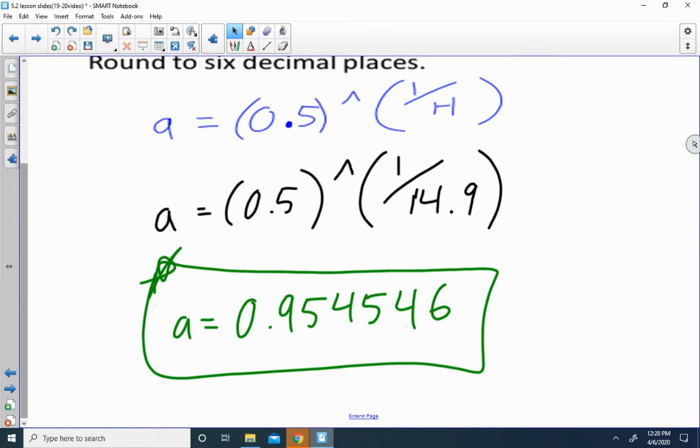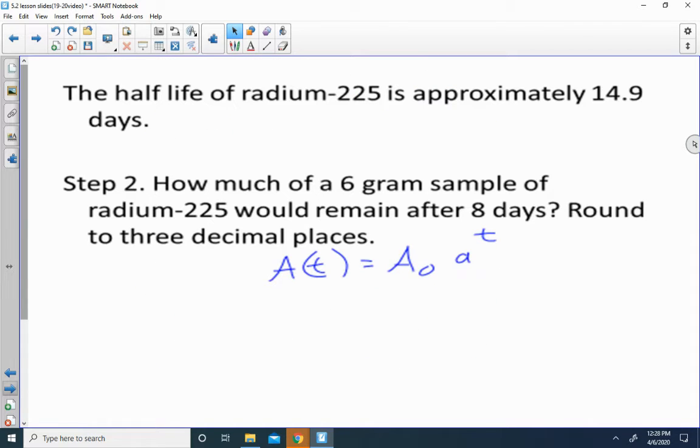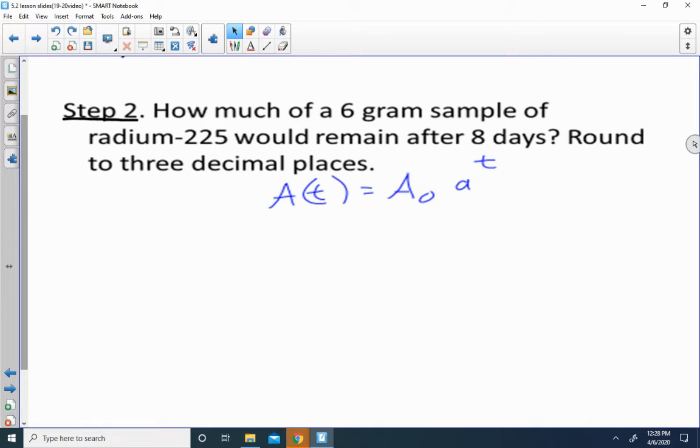Okay, so that's step 1, finding the little a. Now, there's this part 2 to this problem. So we're still talking about the half-life of radium-225, which is approximately 14.9 days. But now step 2 is asking something different. How much of a 6-gram sample of radium-225 would remain after 8 days? Round to 3 decimal places. This is where that actual formula is going to come in, where we talked about what a sub 0 was, what a sub t was, and what time was.